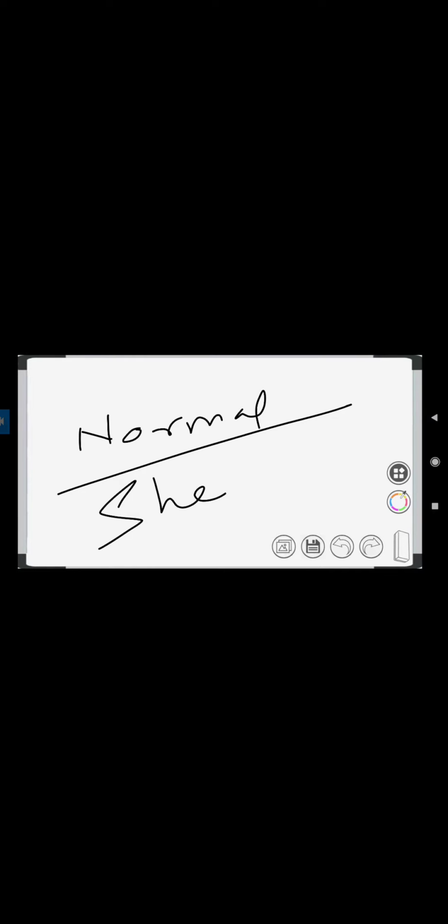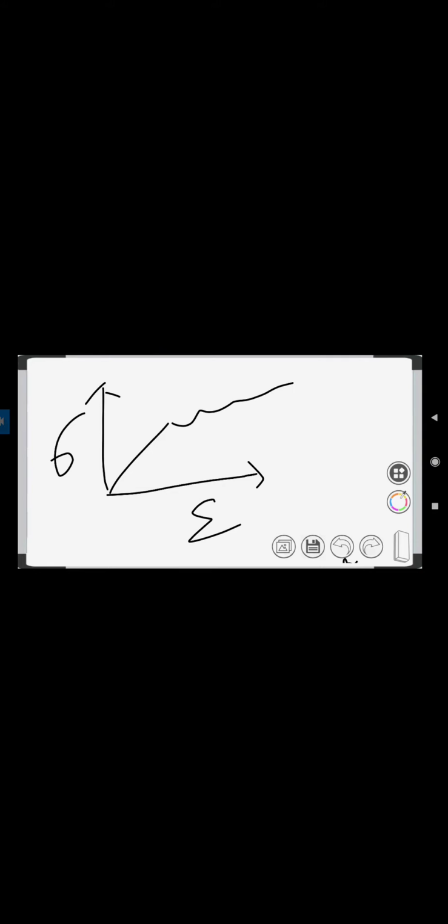Again, we have two types of strain: normal strain and shear strain. The strain is also compressive and tensile as in the case of stress, and the stress and strain behavior can be monitored through a graph, that is the stress-strain graph, where we need to study the material and then plot a graph of it.